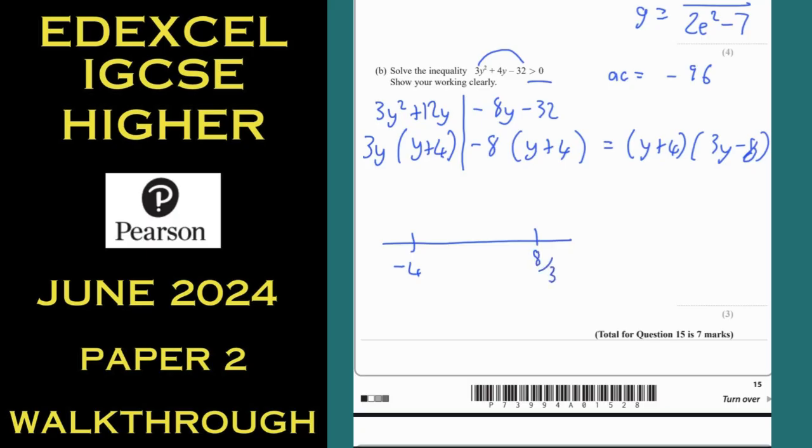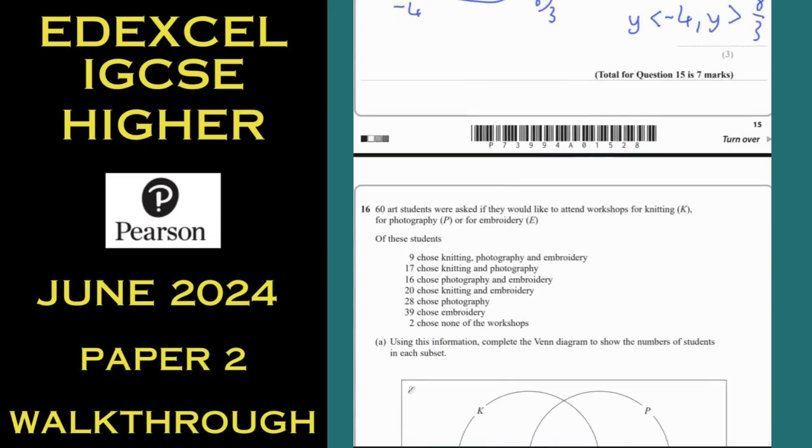And it's a positive y squared. And we are interested, where is this quadratic above 0? As you can see, that's on the outsides of the sketch. So we are wanting a broken answer, which will be y is less than, not equal to, because look at your starting point. Y is less than minus 4, or it needs to be greater than 8/3. On we go, number 16.